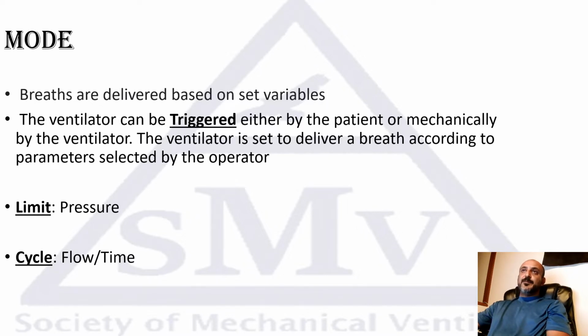So basically the breaths are delivered based on variables set by the clinician. The breaths could be either triggered by the patient or time triggered by the machine, and the ventilator is set to deliver a breath according to the parameters selected by the operator. The limit of the breath is usually pressure, and it cycles from inspiration to expiration either by flow or, now sometimes, by time in some other ventilators. And we'll talk about this in the video.